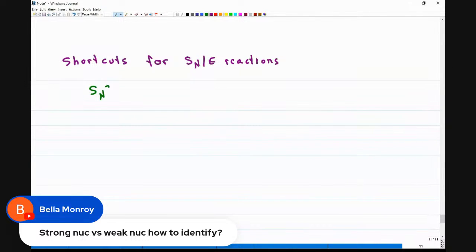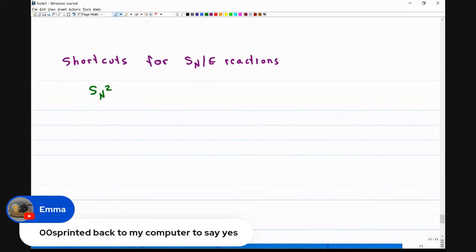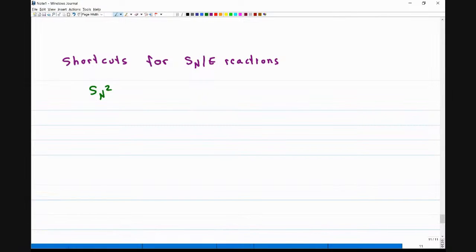For an SN2 reaction, this is pretty easy. Emma says, I sprinted back to my computer to say yes. Emma, just for you and everyone else who said yes, let's do this.